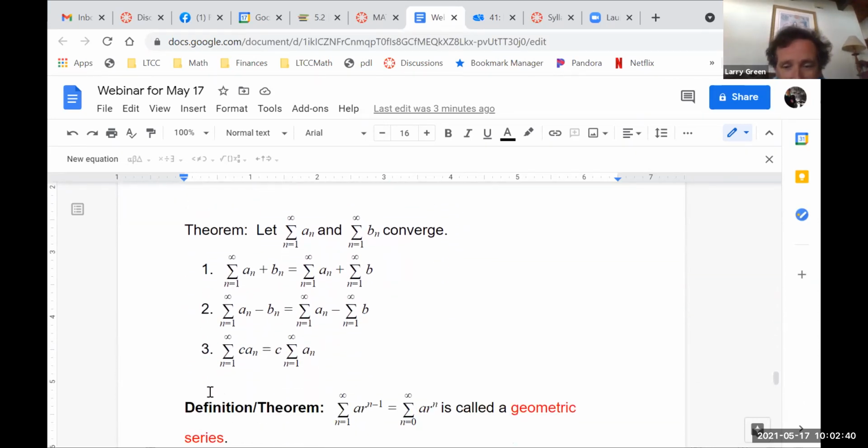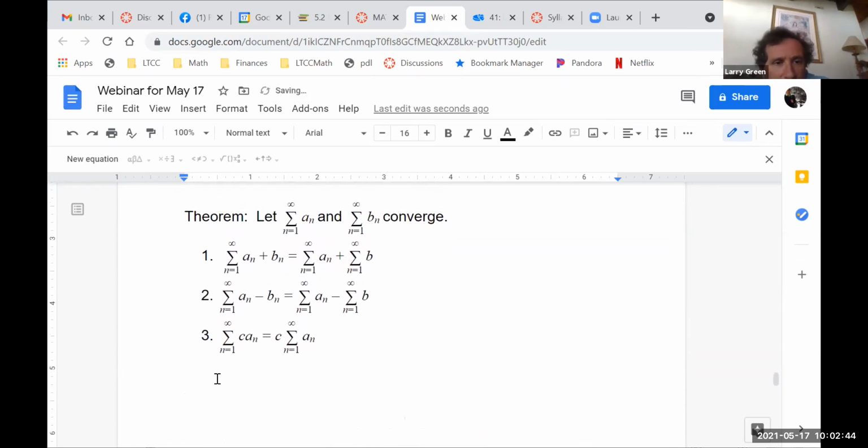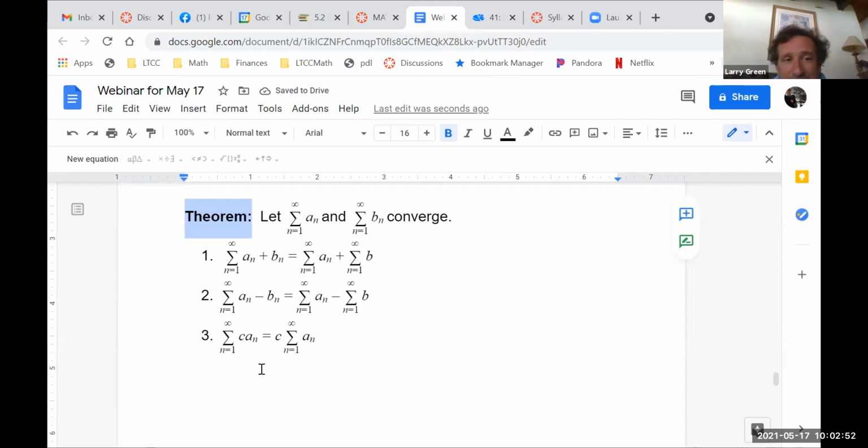Okay, now comes the next theorem, but the next theorem is no big deal. I'm not going to spend much time on it at all. And that is basically you could do arithmetic. If the summation of an and bn converge, then the summation of an plus bn is equal to the summation of an plus the summation of bn.